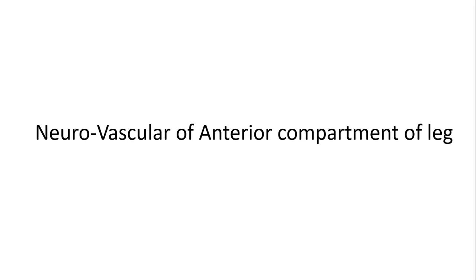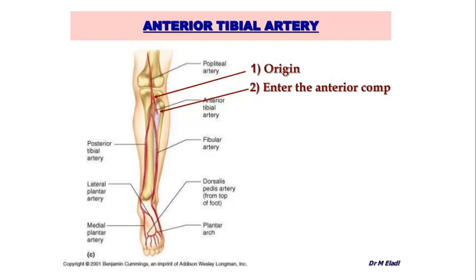Because, as you are seeing, the posterior compartment of the leg is the bigger one, it needs a larger artery, while the anterior compartment is smaller compared to the posterior compartment, so it needs a smaller vessel. And the anterior tibial artery, originating in the popliteal fossa, has to move to the anterior compartment. This is accomplished when it passes through a foramen in the upper part of the interosseous membrane.